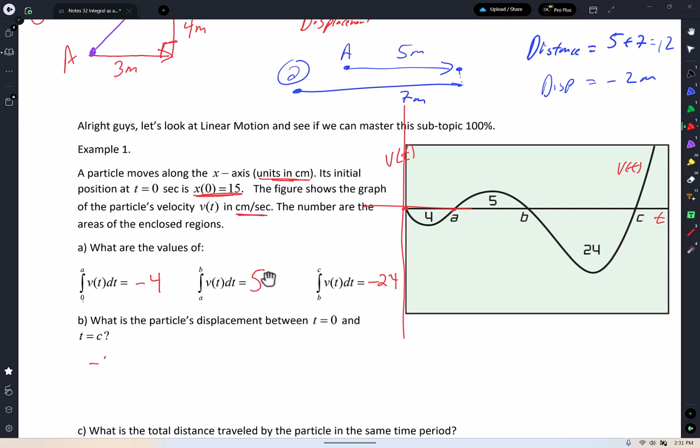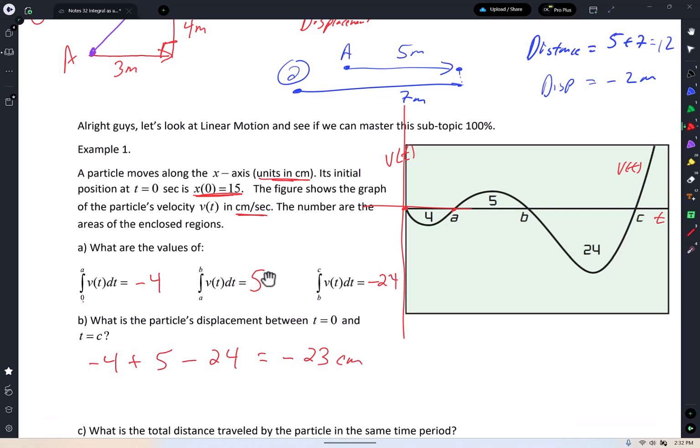So I go 4 to the left, negative 4, and then I go 5 to the right, and then I go 24 to the left. So I'm just adding them up. Do you see what I'm doing, guys? Okay. So negative 4 plus 5, that's 1, minus 24, that's negative 23. And I guess let's put units, centimeters.